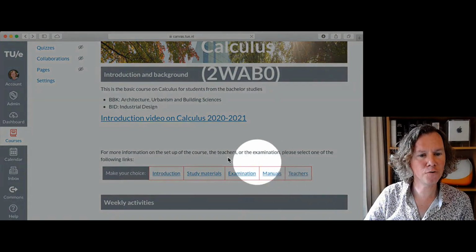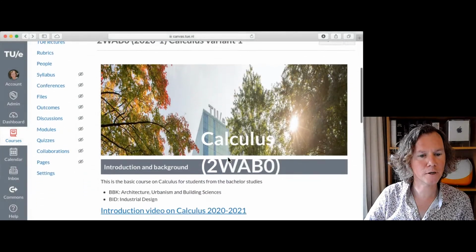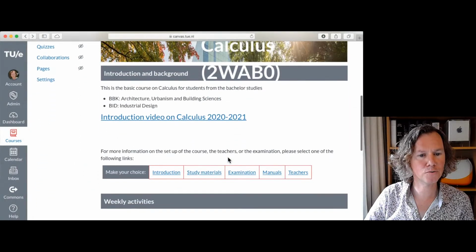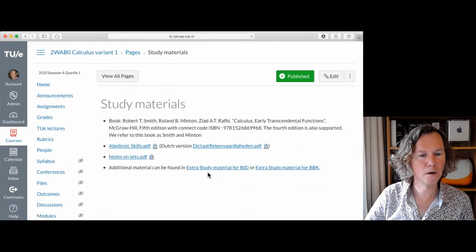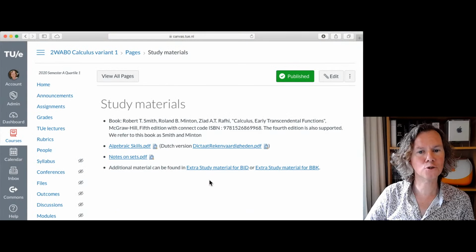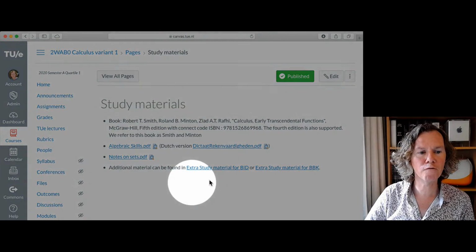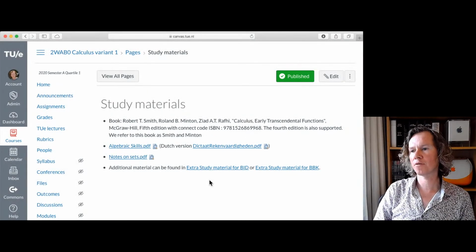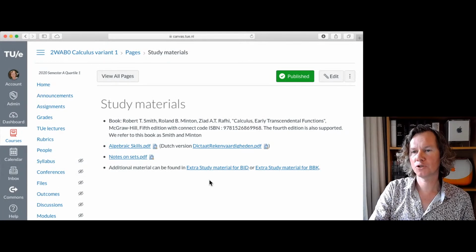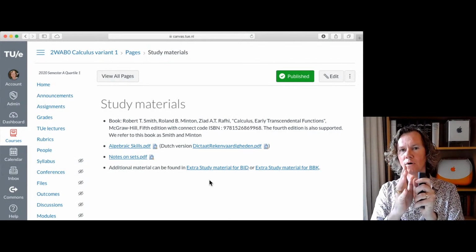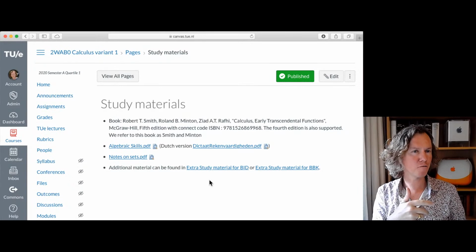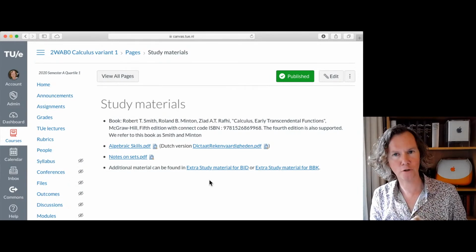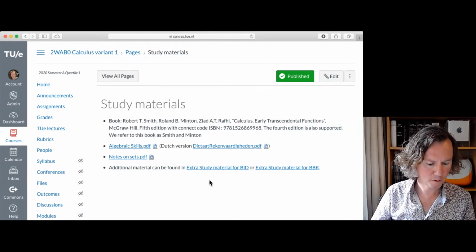Then if you go here, oops, sorry about that. If you go to the second bit here, study materials, let's click there. Then this already answers someone's question. Here you will find the PDF algebraic skills, or the Dutch version, rekenvaardigheden. That's basically the mathematics that you had in high school, but condensed to a very short form. So if there are topics that you think, well, I forgot most about that during the summer holiday, check there.